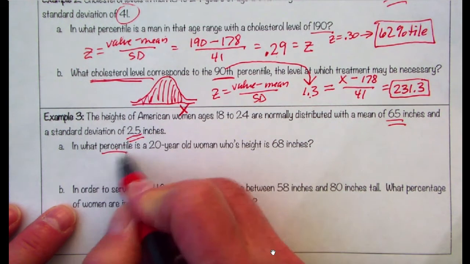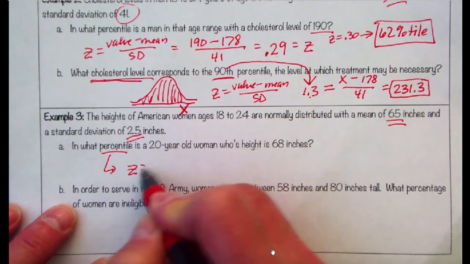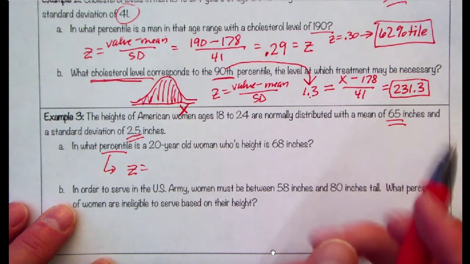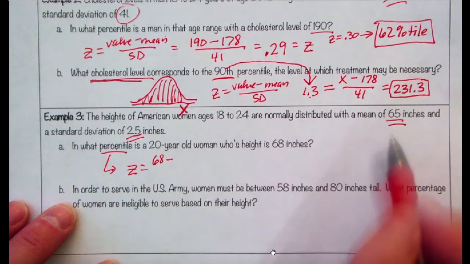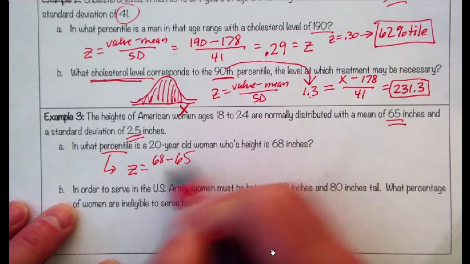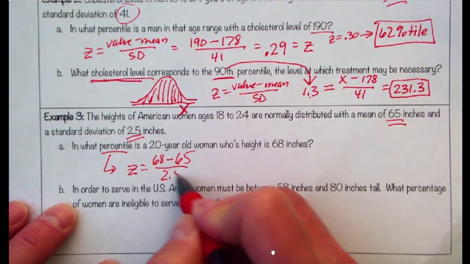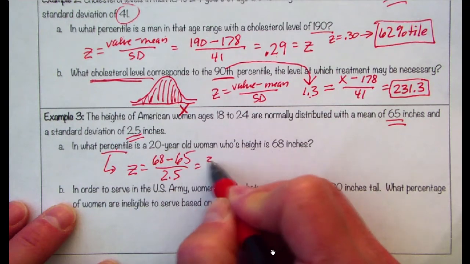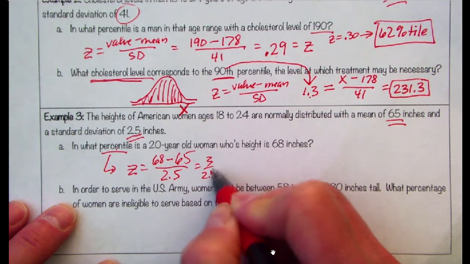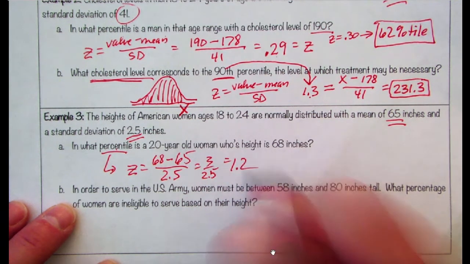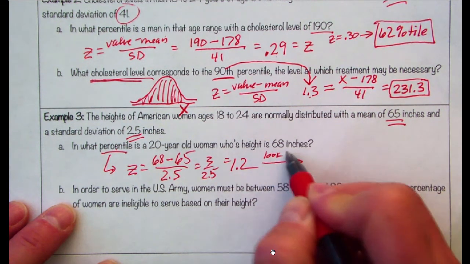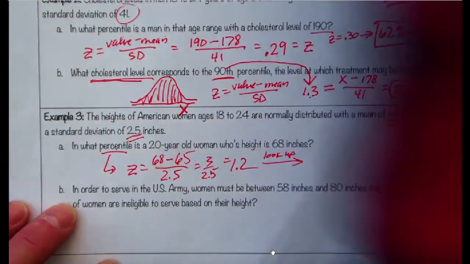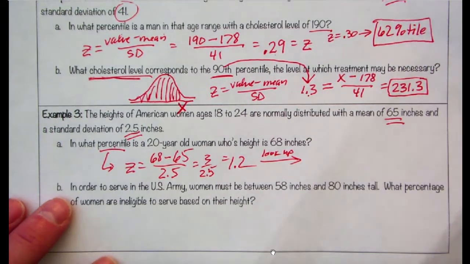So to find percentile, we first have to find the z-score. So by now, hopefully you've got this formula kind of in your mind. You take the 68-inch value, you subtract the mean, and you divide by the standard deviation. So 68 minus 65 is 3. 3 divided by 2.5 is 1.2. So the z-score is 1.2. Now we have to look up in the table what a z-score of 1.2 gives us.